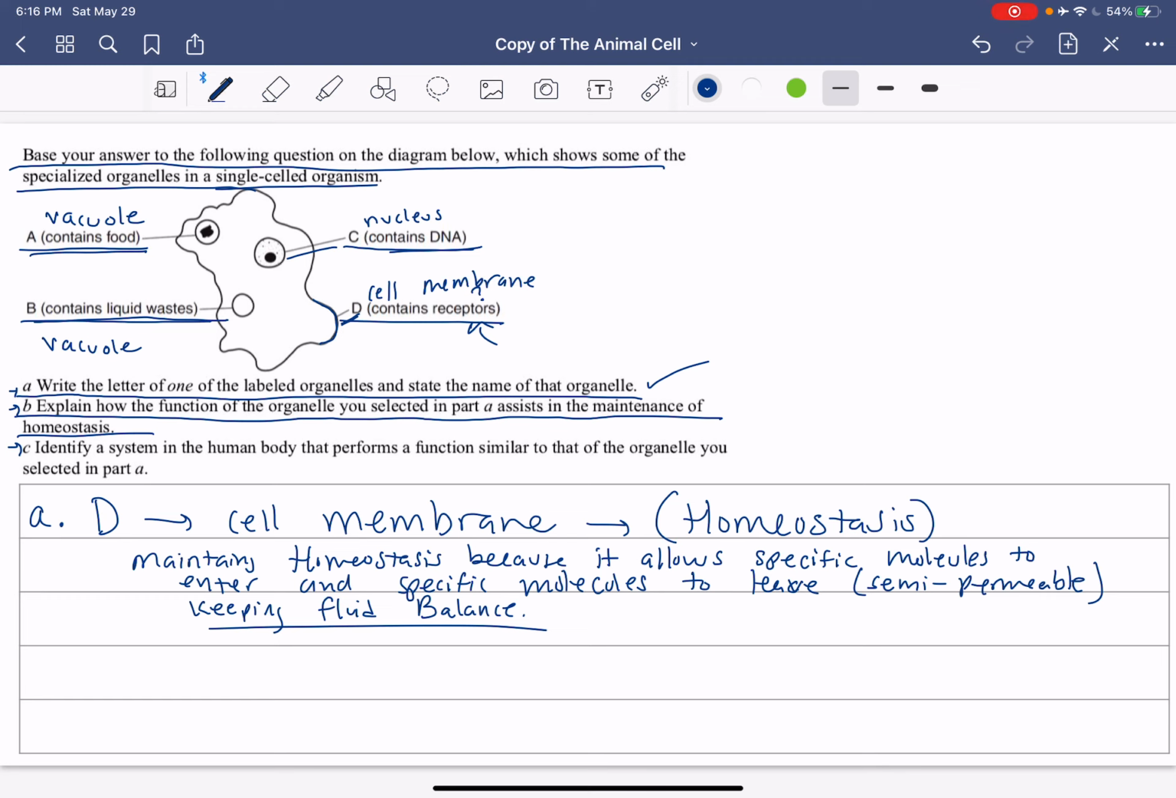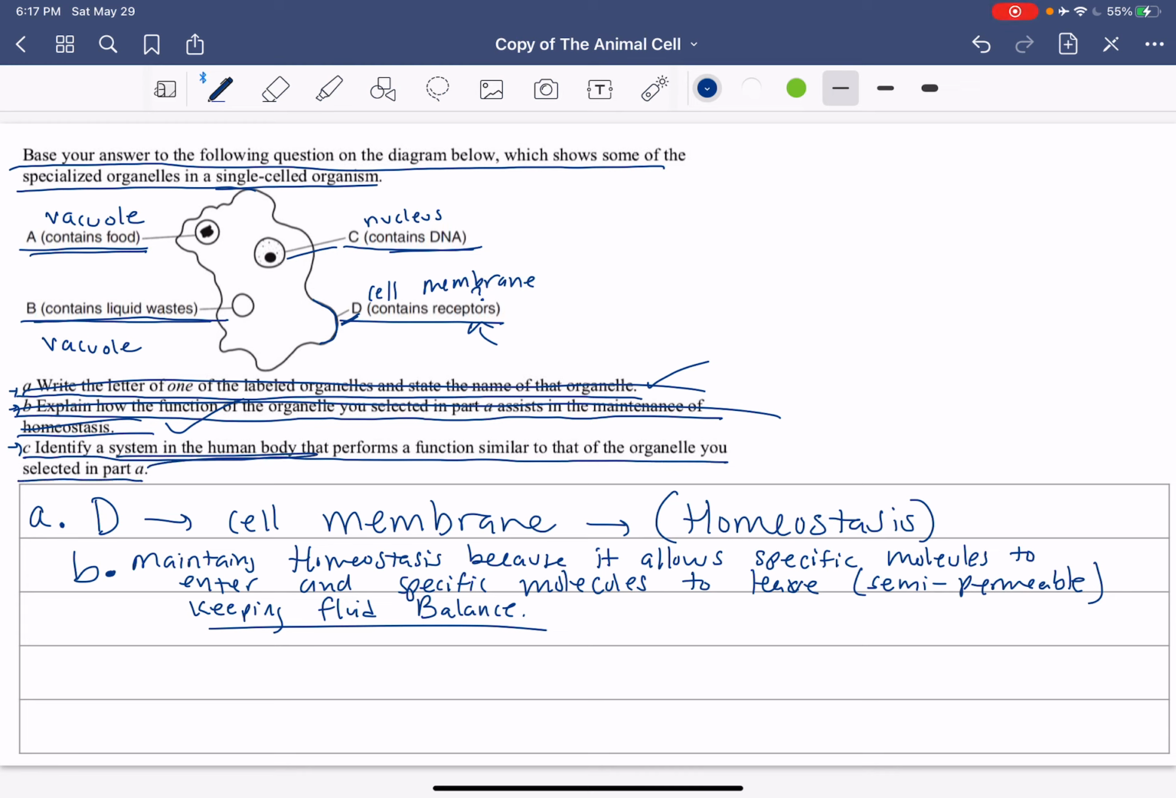Let me just make sure that I labeled this as B, my B answer. A lot of A's, B's, all of this. Make sure you keep organized. We did A. We just did B. Let's do C. Identify a system in the human body that performs a function similar to that of the organelle you selected in part A.